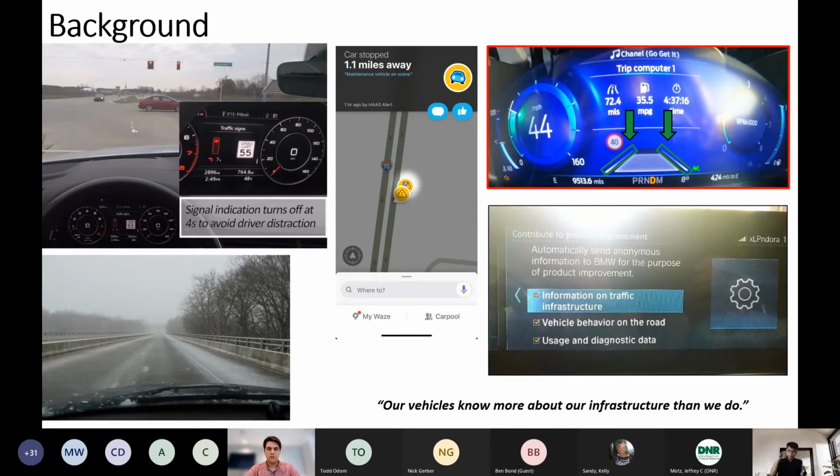So in the background information, we've been working a lot with connected vehicle data, and our mantra is, our vehicles now know more about our infrastructure and roadways than we do, right? Because we have systems that can tell you how many seconds you have until the beginning of green as you pull up at a traffic signal. We have systems that tell you if there is congestion or incidents ahead, or if there are police vehicles ahead, and so forth.